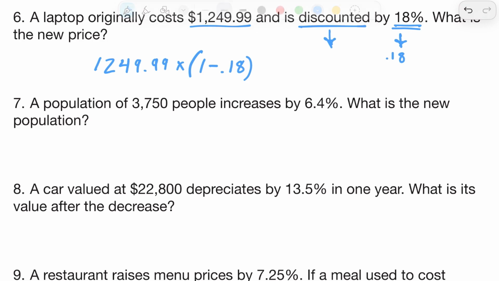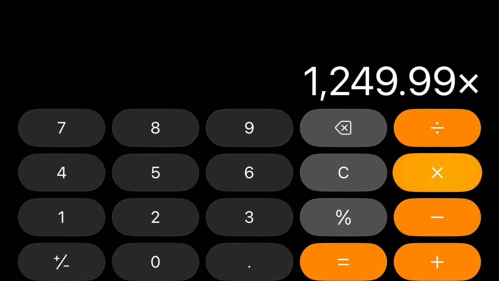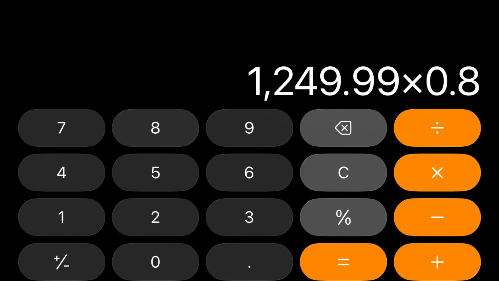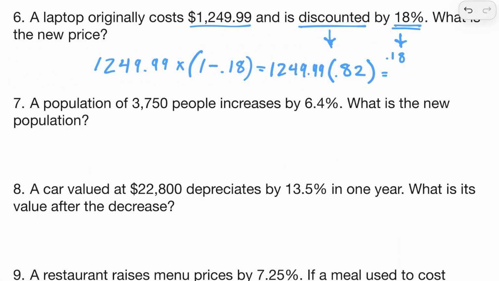So solving, 1 minus 0.18 is equal to 0.82, and we multiply 1249.99 times 0.82. If we put this into a calculator, that's going to give us our answer, 1249.99 times 0.82 gives us 1024.99. That is the new price.